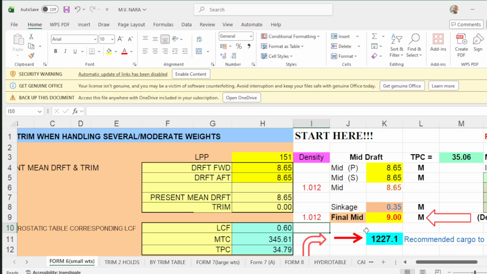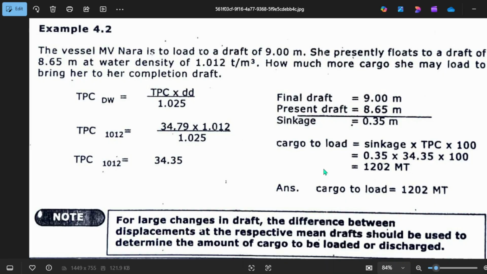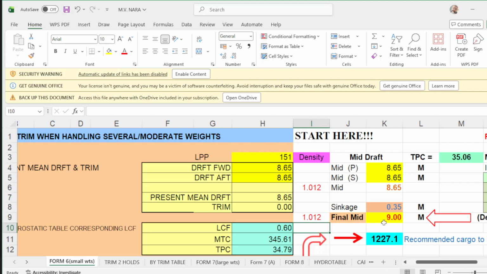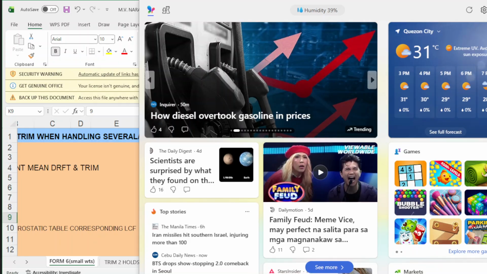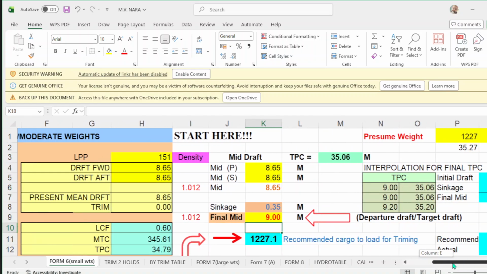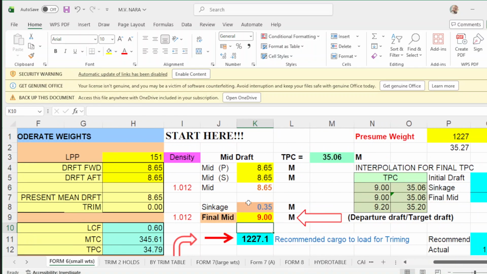Now, since your final mid departure is 9 meters, okay, this is your departure drop. That will be your departure drop of 9 meters. So you put here 9 meters. So the difference with your departure drop minus your mid drop, that will be your sinkage of 0.35, okay.